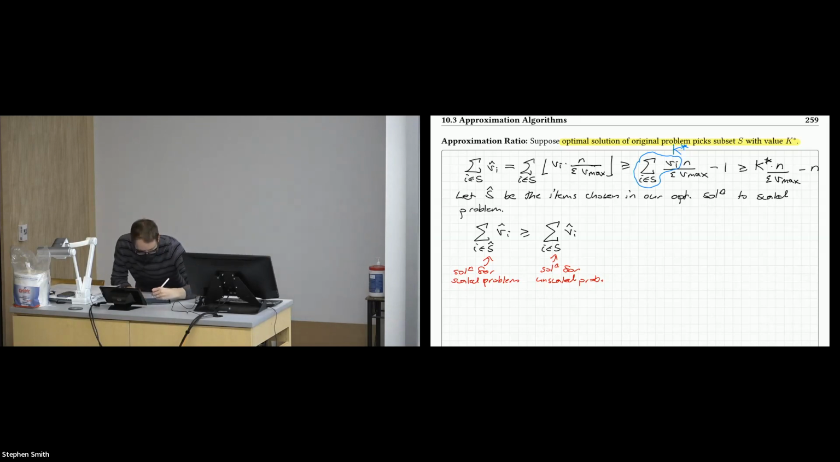I know this argument is, there's nothing too complicated going on, but I'm trying to keep track of these things, right? To compare the solution I get from my scaled thing to the original, the true optimal solution. So this is K star minus n epsilon V max over n.